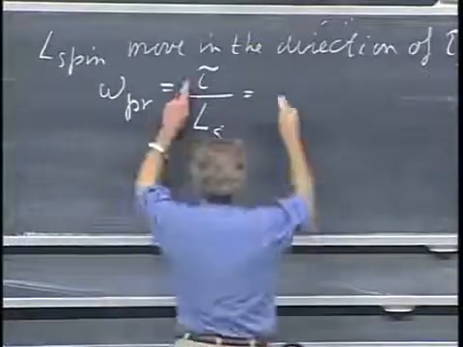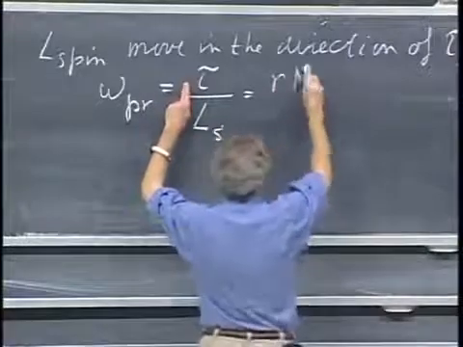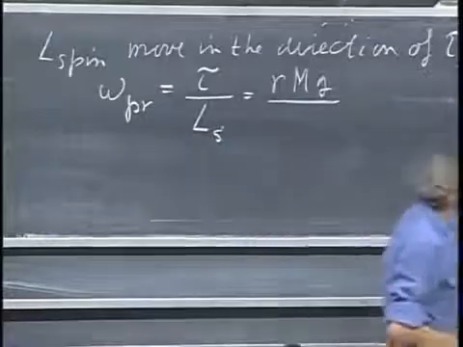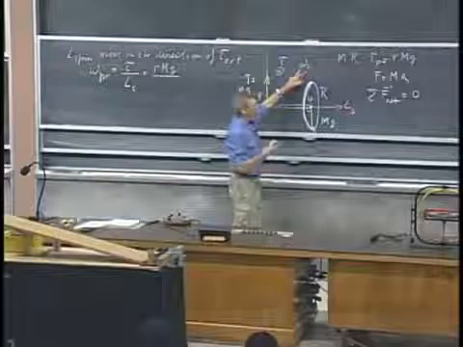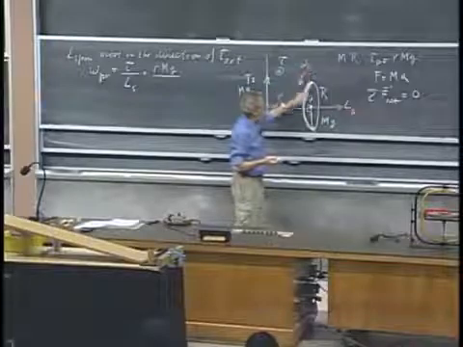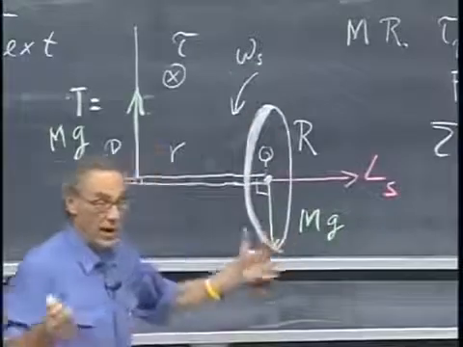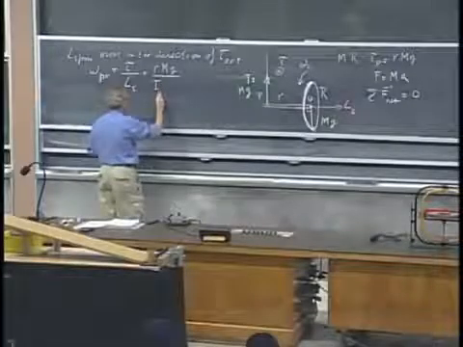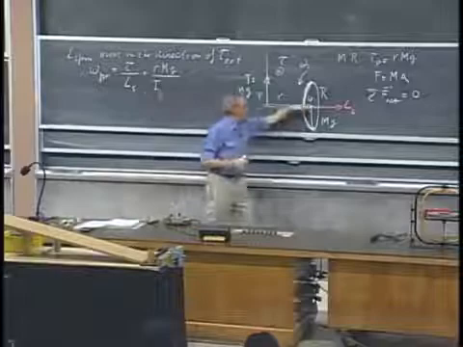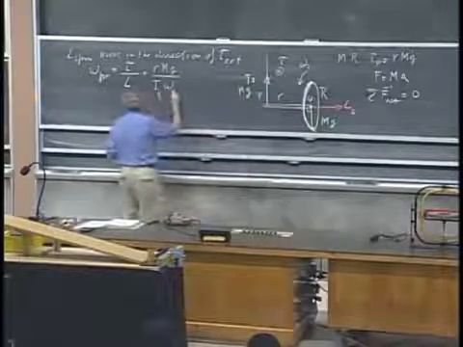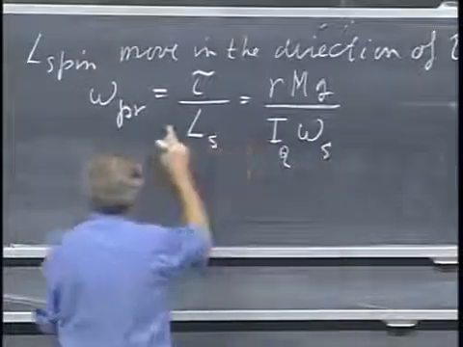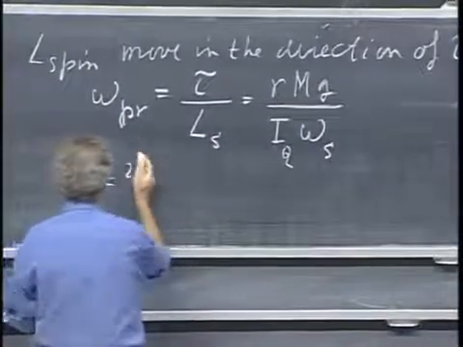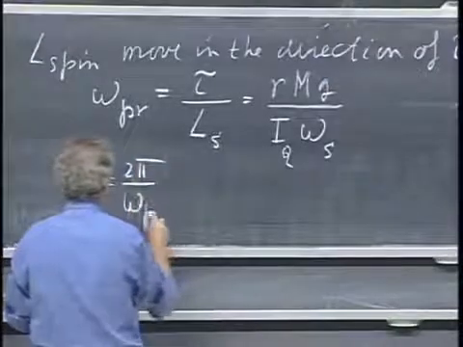In our case, for our bicycle wheel, the torque is Rmg, and the spin angular momentum of this wheel, if it is rotating with angular velocity omega of s, would be I times omega. Remember, L is I times omega of a spinning wheel. So I have here I, rotating about point Q, this is the axis of rotation, times omega of the spin. This is the spin, and this is the precession. And then the period of precession would be 2 pi divided by omega precession.